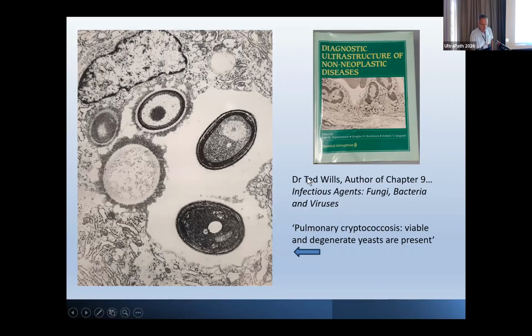The Chapter 9 by Dr. Ted Wills, who was mentioned earlier this week, he authored the chapter on infectious agents, fungi, bacteria, and viruses. And in the book, he's got a picture of pulmonary cryptococcus with viable and degenerate yeasts. So I'm thinking some of these with the organelles are more viable, and some of them are degenerate, but you can see the capsule. So that seemed to match fairly well with what we had.